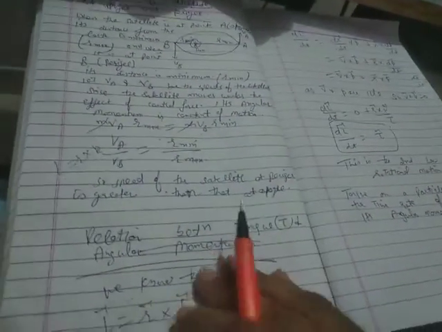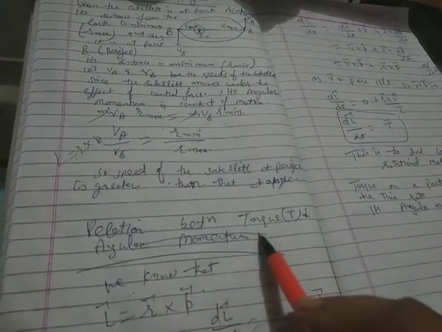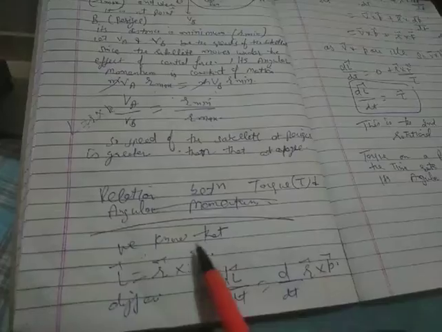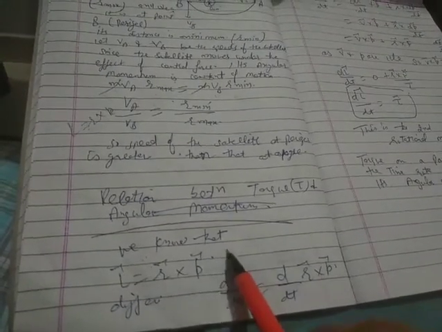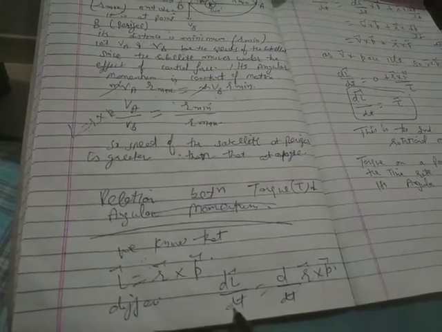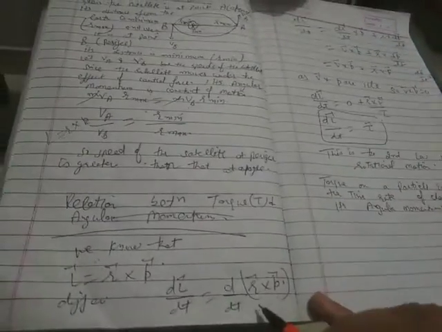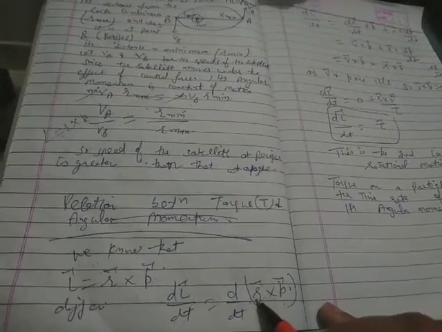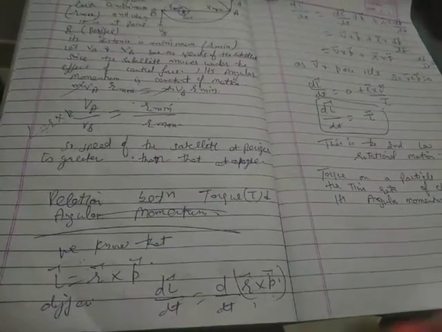Clear? Now next, the relation between torque and angular momentum. Already we know from the definition of angular momentum that L is equal to r cross p. So differentiate both sides: dL is equal to d by dt of L, and similarly on the right-hand side, d by dt of r cross p. We will apply the product rule: first term as it is, derivative of the second, plus second term as it is, derivative of the first term.